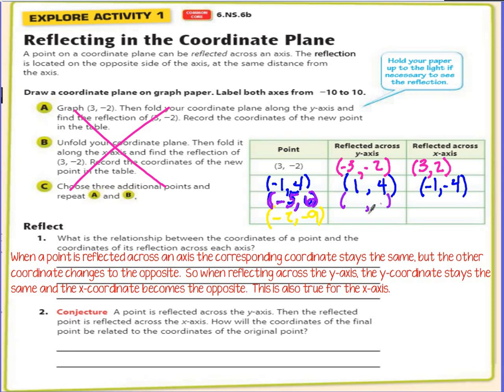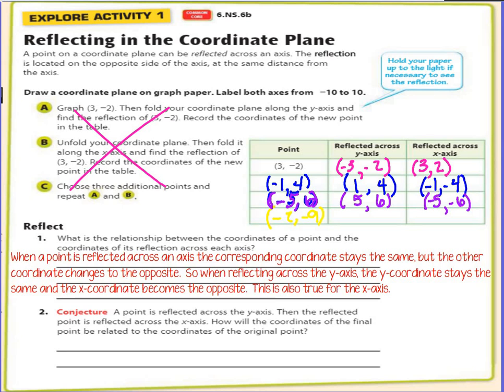Okay, again, here's an opportunity to pause and try it on your own if you're ready. Now, if I'm reflecting (-5, 6) across the y-axis, the 6 stays the same, but then I take the opposite of the -5, which is +5. And then if I reflect across the x-axis, my x stays the same, but then I get the opposite of my y-coordinate. And I actually want to take a look at this real quick.